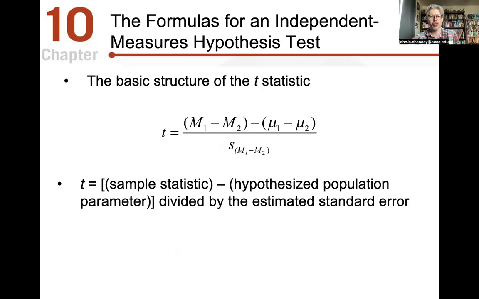But here's the basic structure of the t-test. Essentially, what we're going to do is take our sample statistic minus our hypothesized parameter, divided by the estimated standard error, our numerator. So this is pretty similar to the t-test formula you all looked at last week, but now we're just expanding it a little bit. We're now adding in a second sample. We have more than one sample statistic that we're going to take a look at.